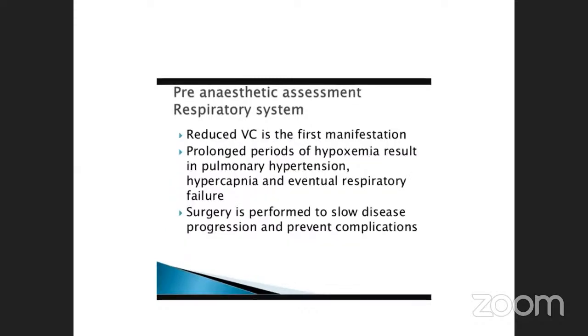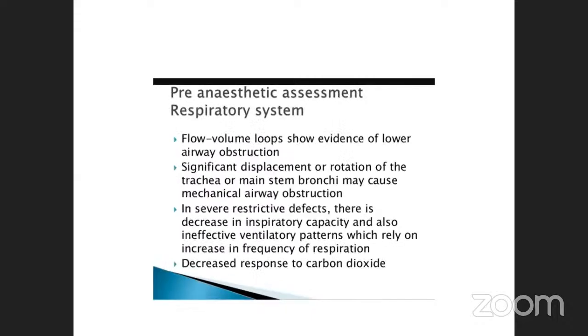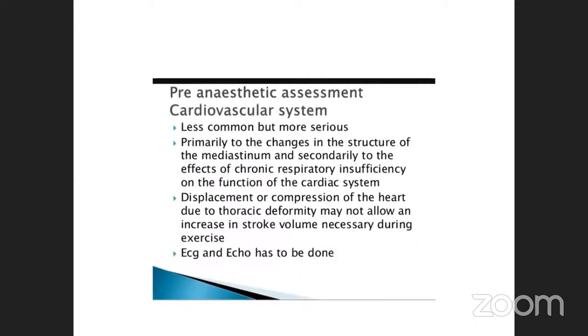Reduced vital capacity is the first manifestation. Prolonged periods of hypoxemia result in pulmonary hypertension, hypercapnia, and eventual respiratory failure. Surgery is performed to slow disease progression and prevent complications. Cardiovascular system changes are less common but more serious, primarily due to the changes in the structure of the mediastinum and secondarily due to the effects of chronic respiratory insufficiency on the function of the cardiac system. Displacement or compression of the heart due to thoracic deformity may not allow an increase in stroke volume necessary during exercise.